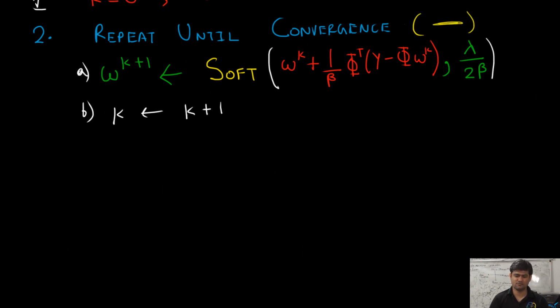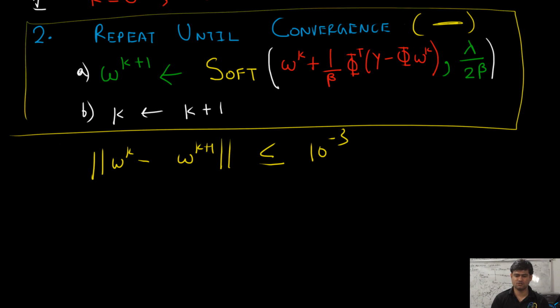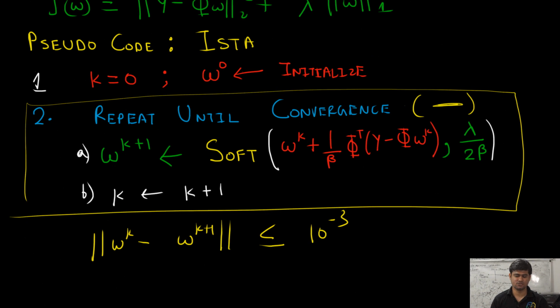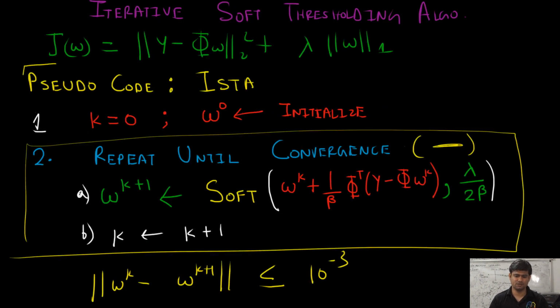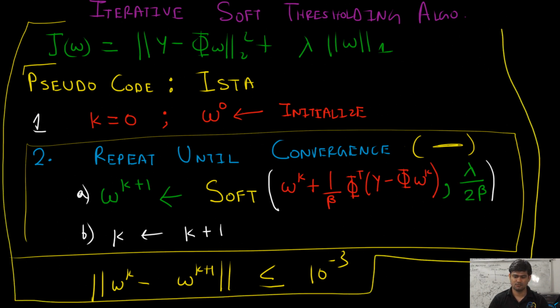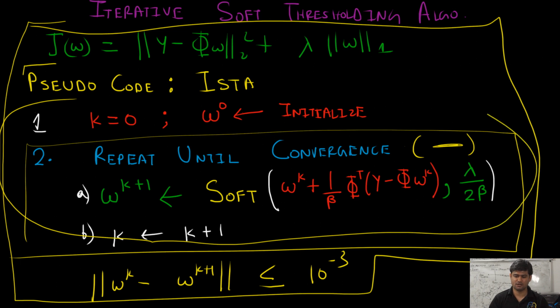We repeat until convergence, where we can check if the norm of w_k minus w_k plus 1 is less than some threshold, let's say 10 to the power negative 3, then we can stop the algorithm. This pseudocode is known as the iterative soft thresholding algorithm. And that's it for the complete derivation of the algorithm. To compute the minimizer of this L1 norm regularized least squares problem, we can compute the solution iteratively using this algorithm.